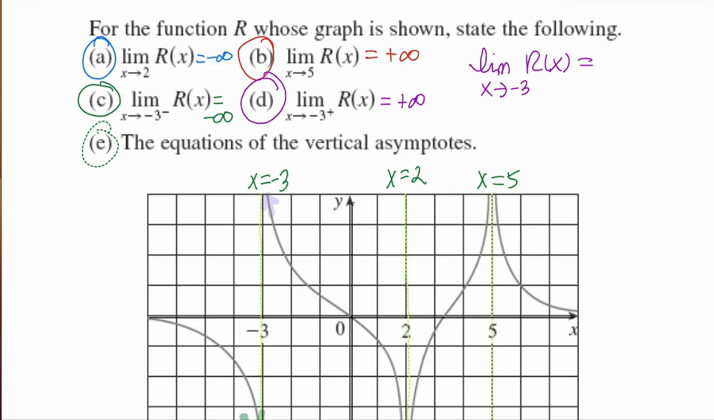So if the question just said, what is the limit as x approaches -3 of r of x, what would we say? The left side's going down, the right side's going up. What do we say about limits when the sides don't match? Does not exist. So you can put DNE or you can put the null set. Okay? So that's just how a vertical asymptote is noted on the graphs.